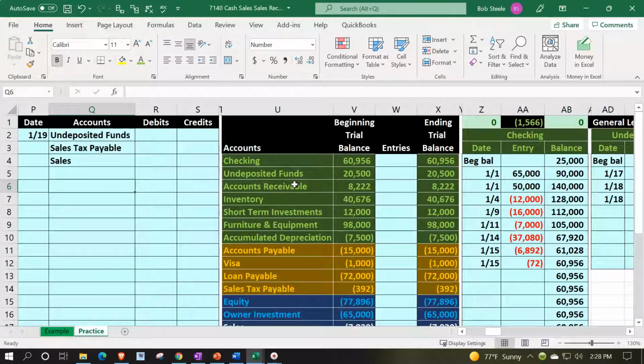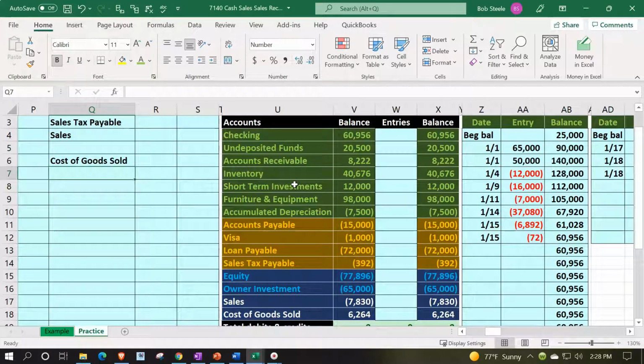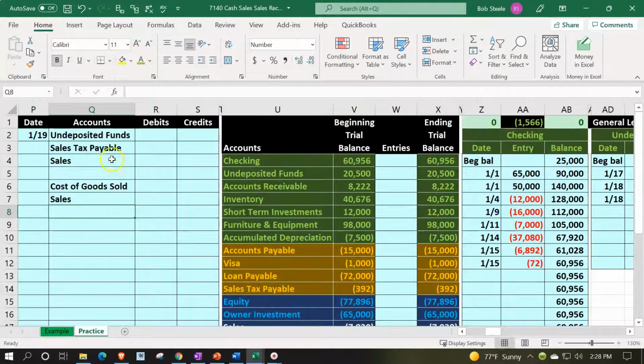So we also have the cost of goods sold that we're going to be dealing with because we're selling inventory, and the sales that we're going to be dealing with as well. So those are the accounts that are affected. I'm going to indent the credits. So these two will be credits typically, and this one will be a credit down below.